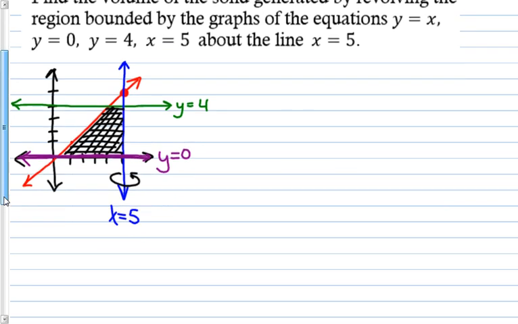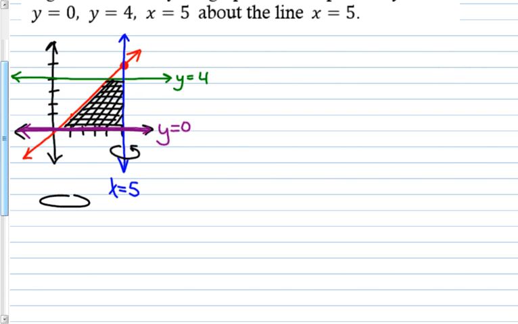So when I do revolve, it's going to look something like this. That'll be the top. It'll be nice and flat. And then the bottom will also be nice and flat. And it'll be slanted like this. Okay, that is what it's going to look like when it revolves. And it will be a solid, right? And it'll be revolved about x equals 5.